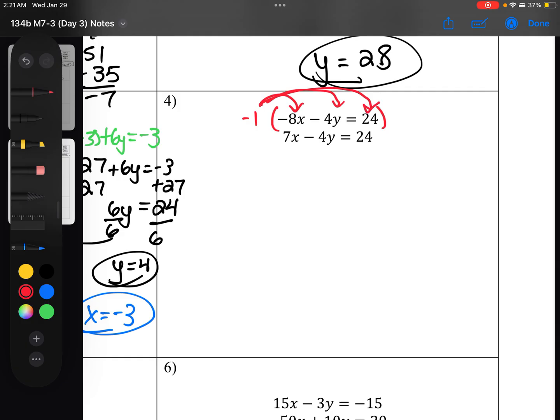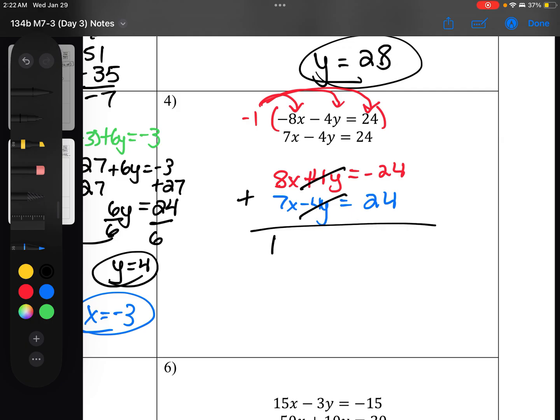So the new top equation is going to become 8x minus 4y, plus 4y, because that sign changes, equals -24. And the bottom one stays exactly as it is, and that's going to allow us to eliminate. So the y's cancel out here. When you add them, 7 plus 8 is 15x, and then 24 plus 24 is 0. So it looks like nothing canceled out here for the x's, so we do have a solution.